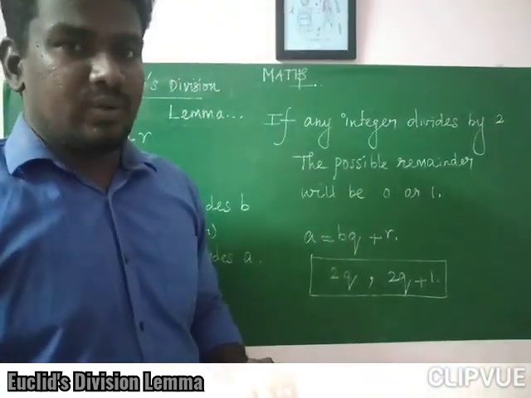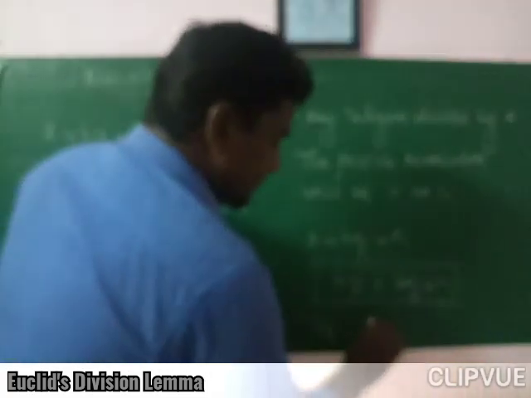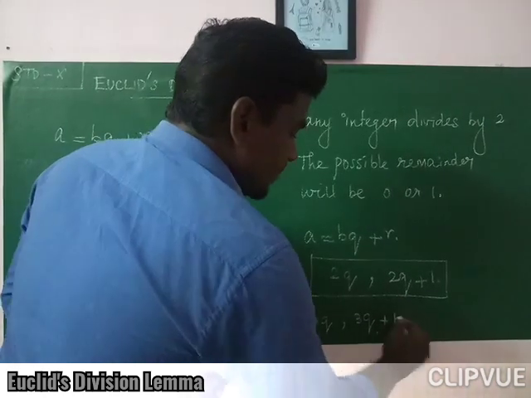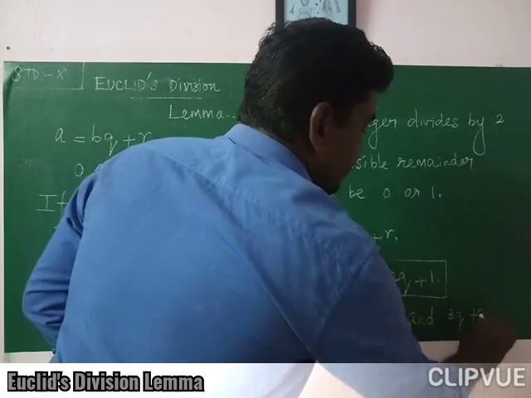If the divisor is 3, how can we write it? It is 3q, 3q plus 1, and 3q plus 2.